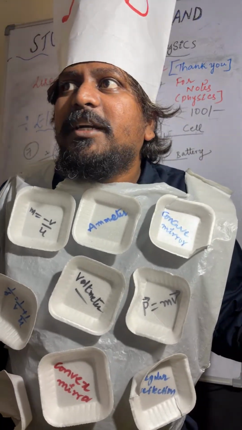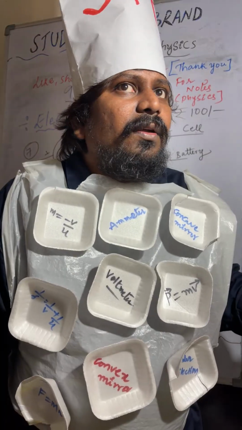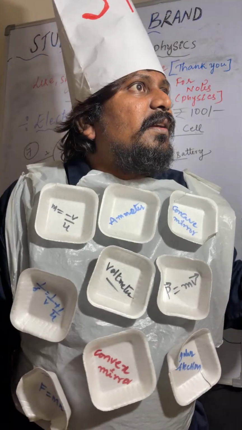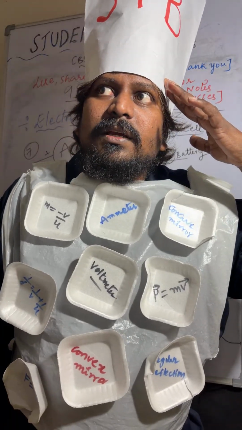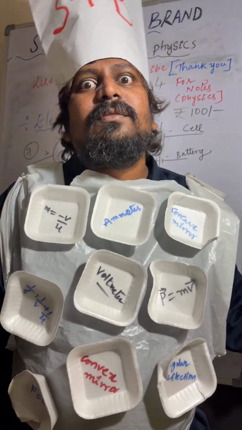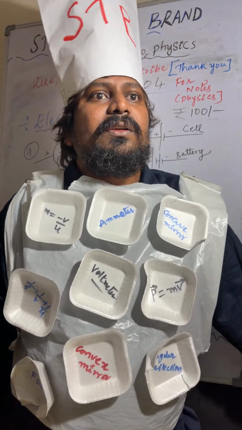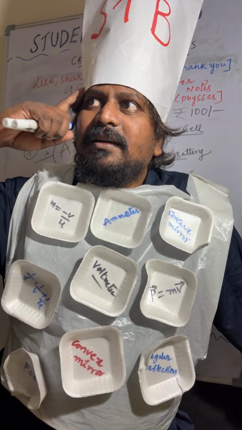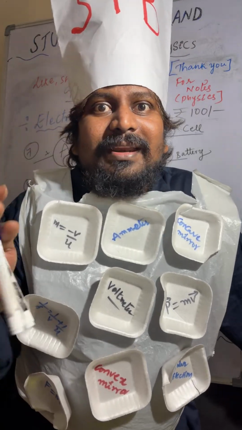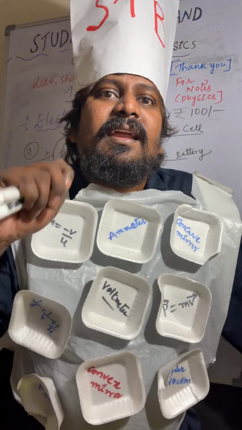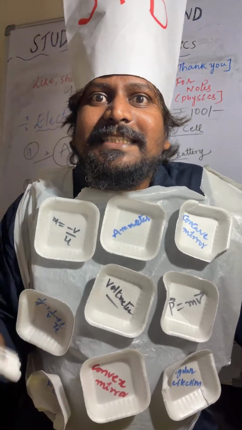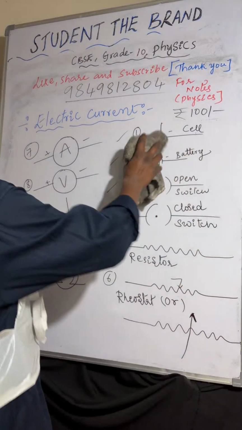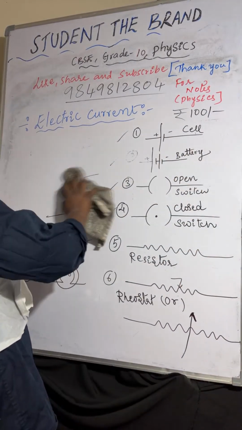Electric current? The SI unit of electric current is ampere. The SI unit of charge is coulomb, and the SI unit of time is second. What is electric current? The rate of flow of charge is called electric current. But what about electric circuit?